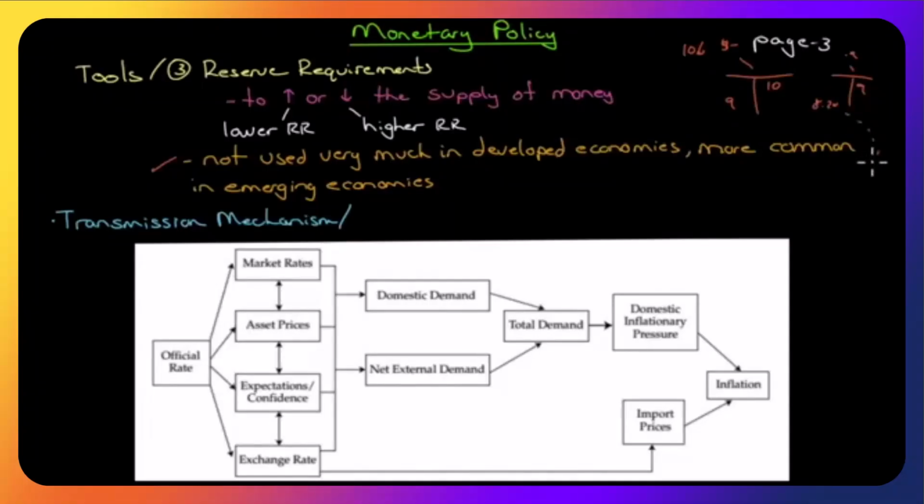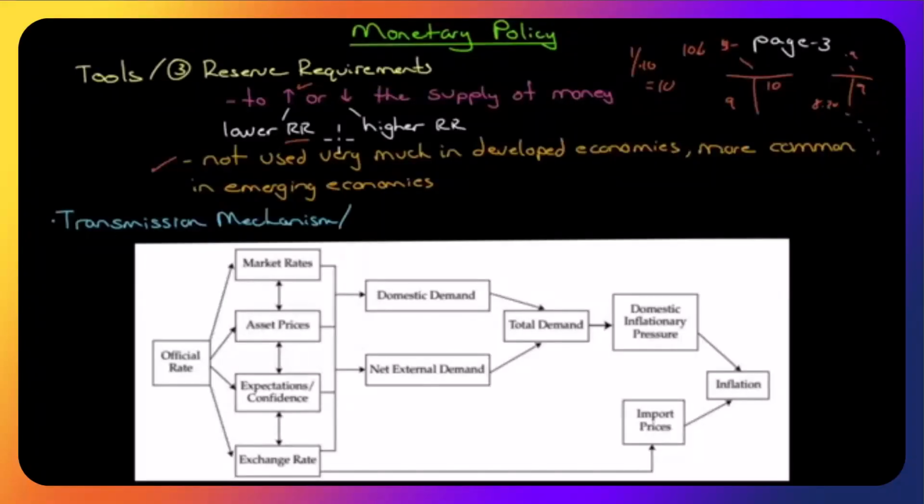So because it can continue on and on, we can say that it's 1 over whatever the reserve requirement is. 1 over 0.10 equals 10. That means every dollar of deposits can create up to $10 in loans throughout the banking system. So if you want to increase the supply of money, you can lower the reserve requirement.